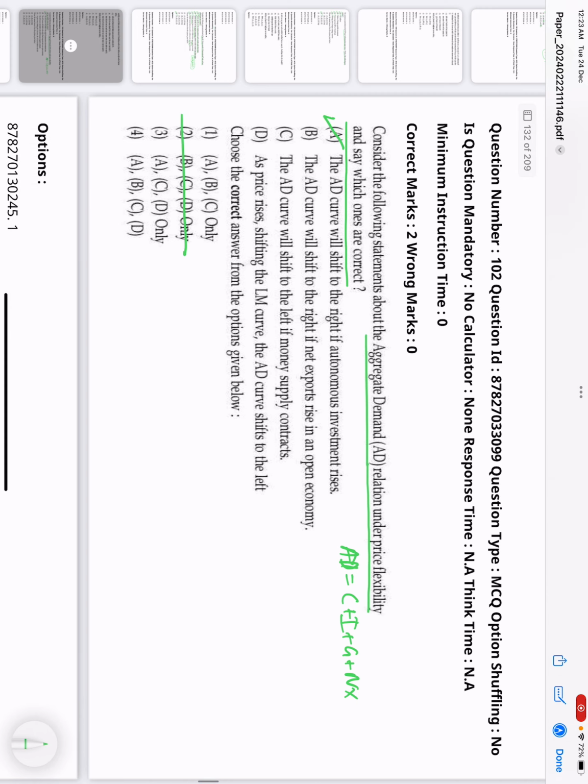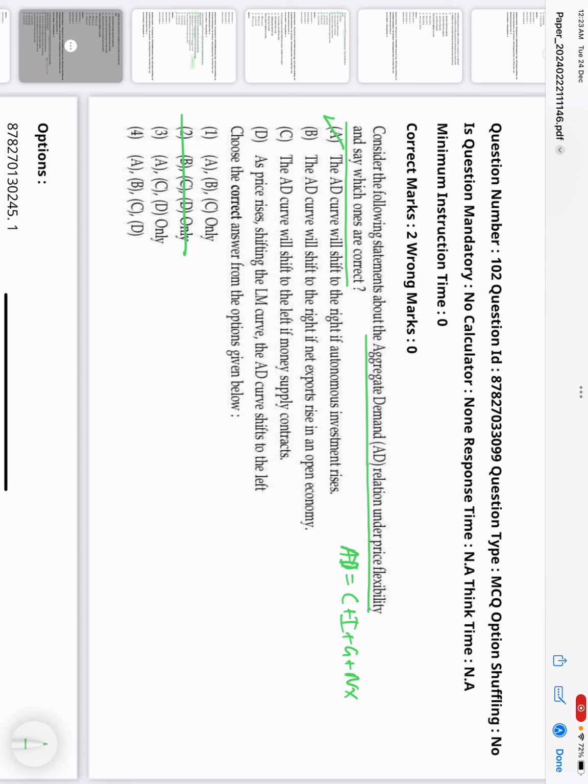Following statements about aggregate demand relation under price flexibility, say which ones are correct. The AD curve will shift to the right if autonomous investment increases. The equation of the AD curve is Y equals C plus I plus G plus NX. So if autonomous investment rises, it would shift towards the right. So this option is eliminated.